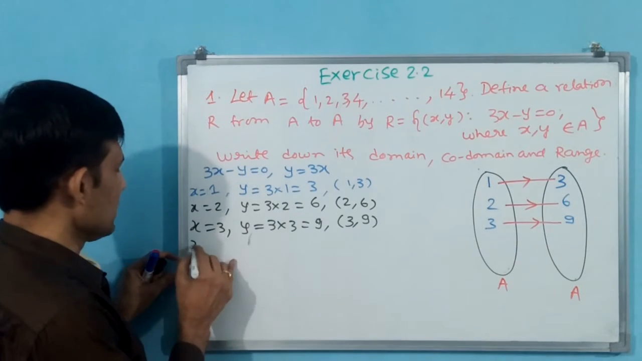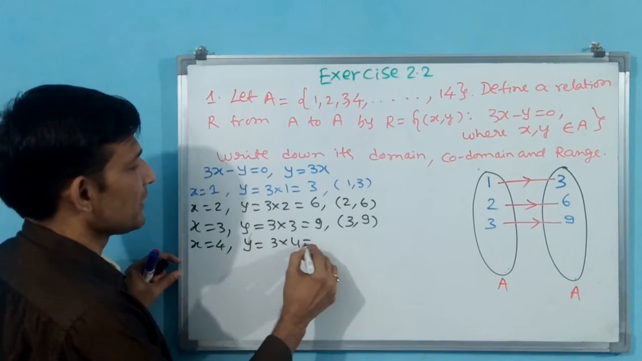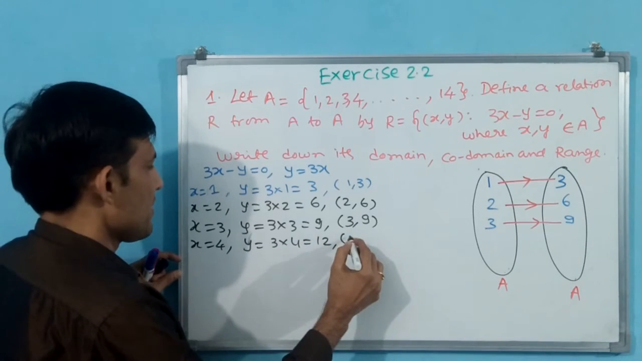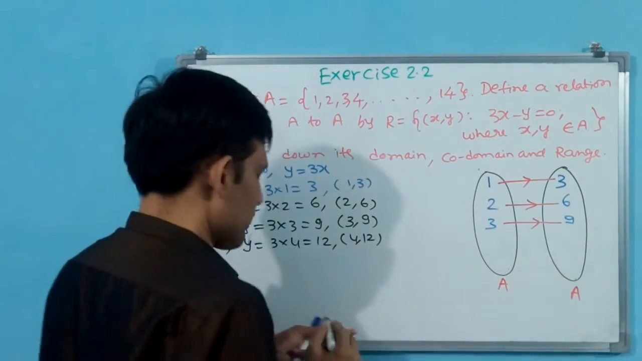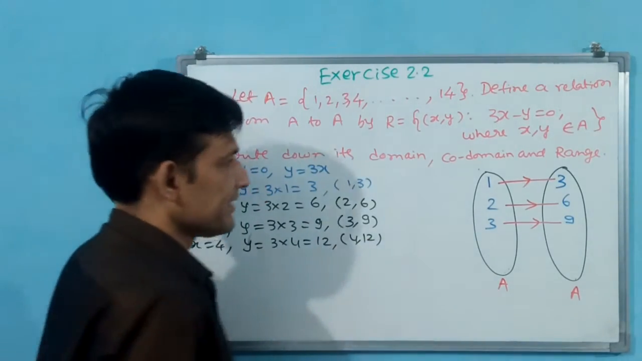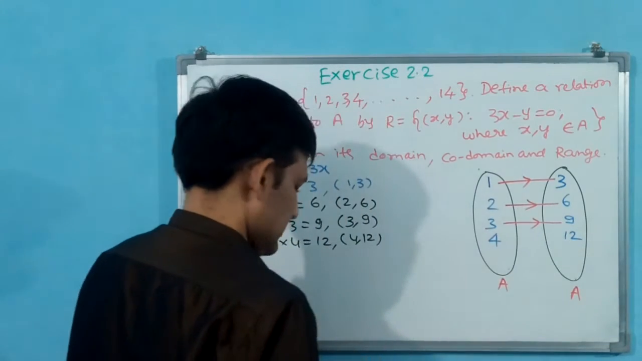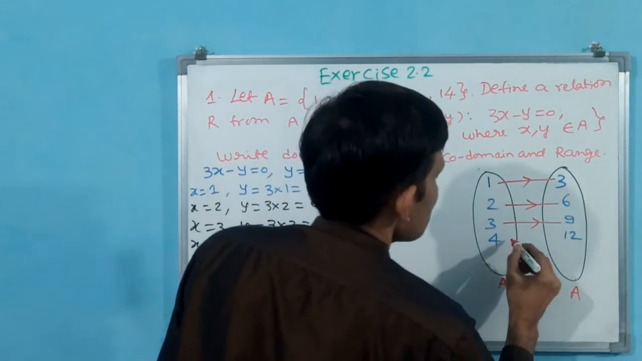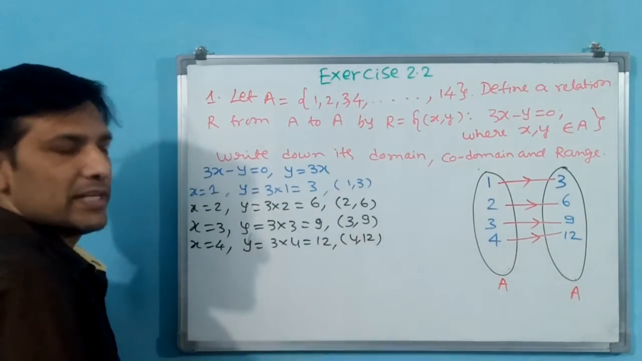Okay, shall we go for 4? X is equal to 4. Y is equal to 3 into 4. That is equal to 12. Comma 4, 12. Okay, 4, 12 also you write. Make the relation. From 4 to 12 also a relation is there.